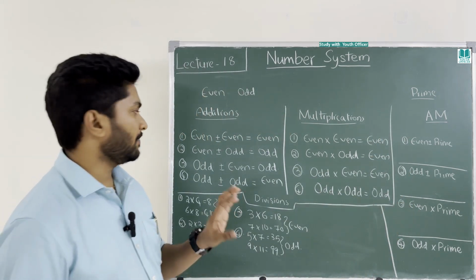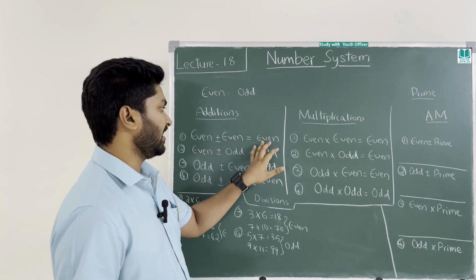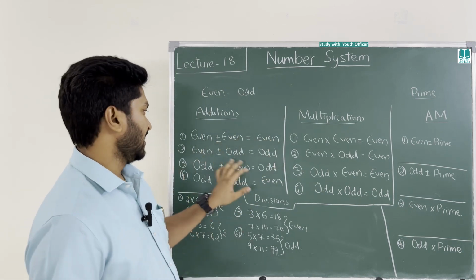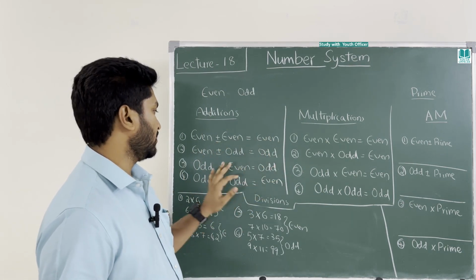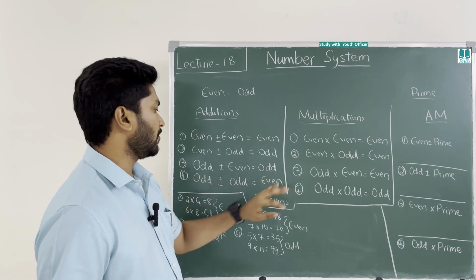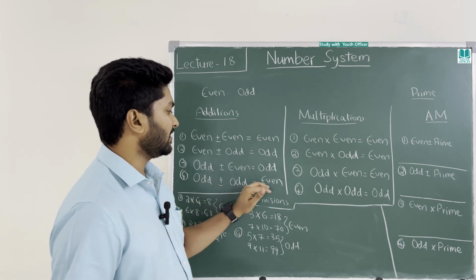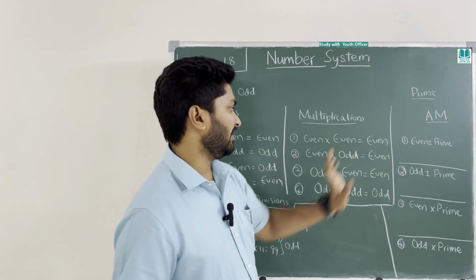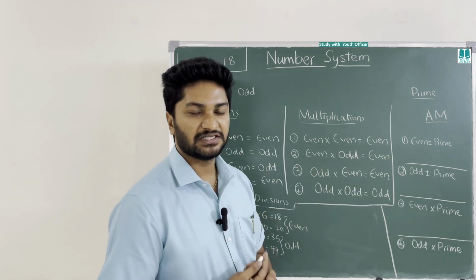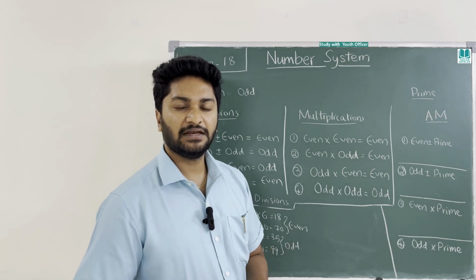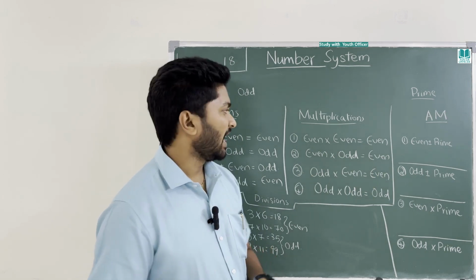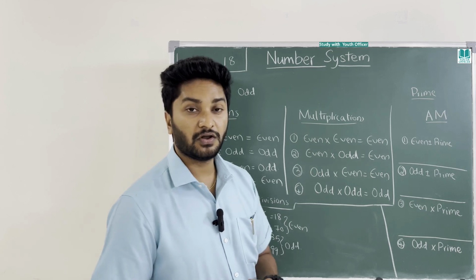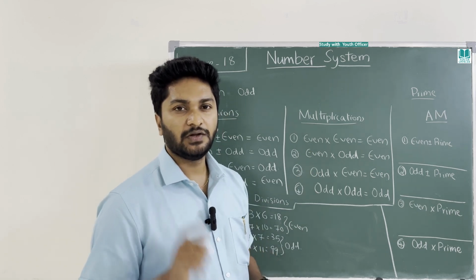Okay, you have to remember: even plus or minus even, every time it will become even only. Even plus or minus odd will become odd only. Odd plus or minus even will become odd only. Odd plus or minus odd will give you an even number always. If you multiply even into even, the result will be even. Why am I telling you this? You remember the 18 methods for the multiplication I told you? I have used this even and odd concept in that. Okay, I told you, right?